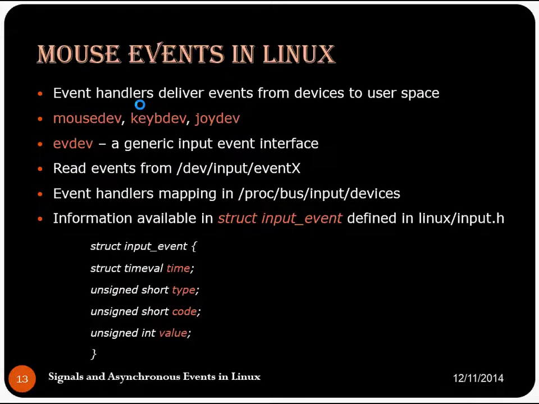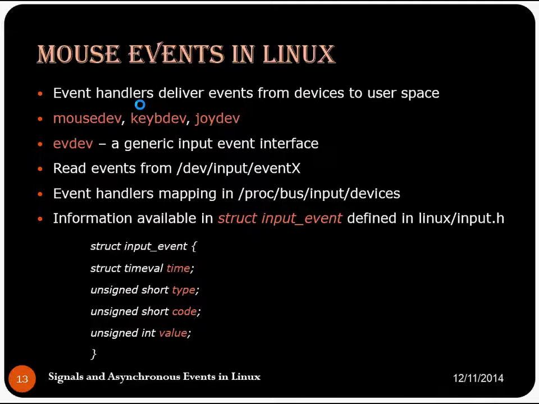The input events in Linux are available to event handlers like mousedev, keyboarddev, joydev, and evdev. Mousedev, keyboarddev, and joydev are very specific event handlers for the mouse, keyboard, and joysticks respectively. evdev is a generic event handler available for all input devices. The events can be received through the dev input event files, and the handler mappings are available in the proc bus input devices file.